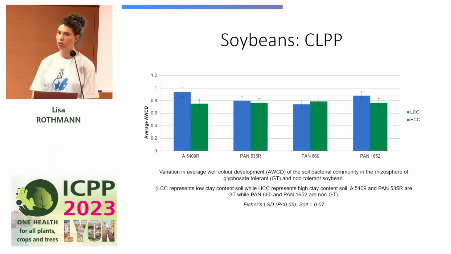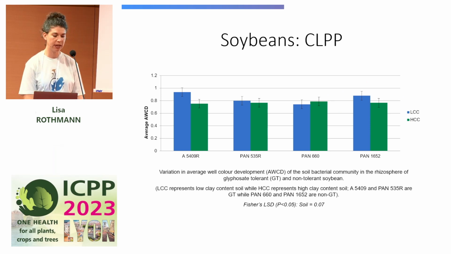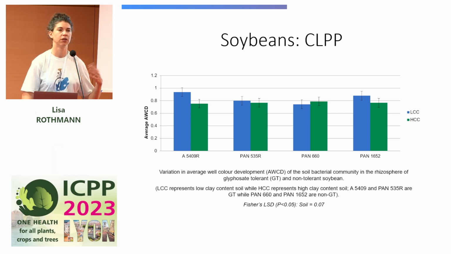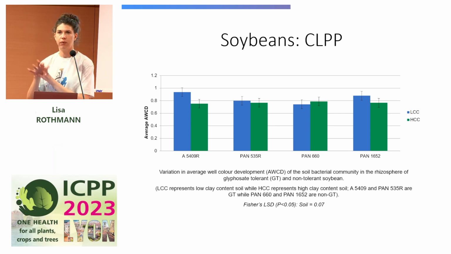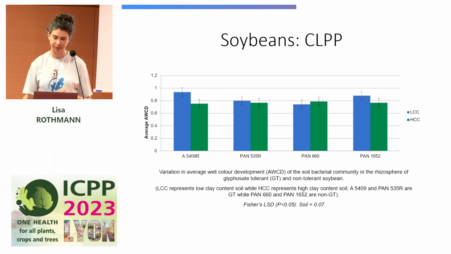So with the soybeans, for the bacterial microbial communities, there were greater soil bacterial communities that influenced the results rather than the cultivars, similar to what we saw in the maize. But there were no significant differences between the GM and the conventional soybean, unlike with the maize, where there were significant differences between the types of cultivar. There were no significant differences here between the cultivars.